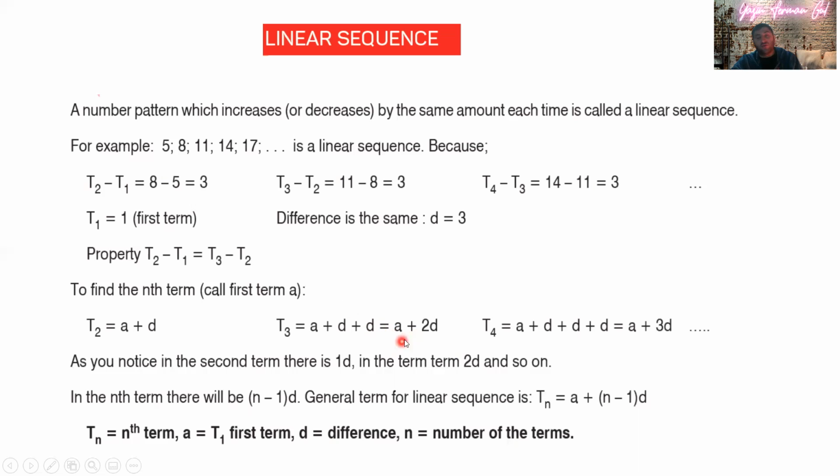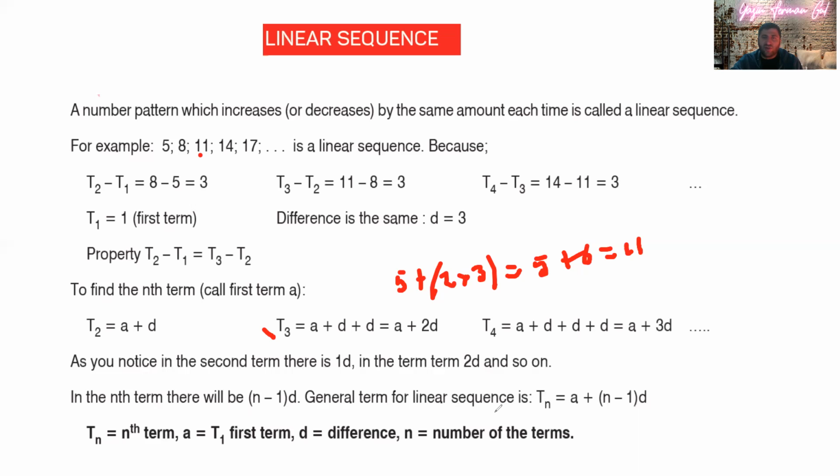So you can say that equals A plus 2 times D. D was 3, so let me write this. The first term is 5, plus 2 times 3, that equals 5 plus 6, and that equals 11. 11 is term 3. So the terms just continue like that. As you notice, the second term is A plus 1D, then A plus 2D, and so on. So in the nth term, there will be the form n minus 1 times D.